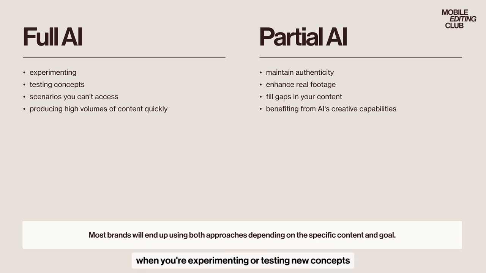Use full AI when you're experimenting or testing new concepts. You need content for scenarios you can't access. You want to produce high volumes of visual content quickly. Use partial AI when you want to maintain authenticity. You're enhancing real footage. You're filling content gaps. You're creating hybrid content that feels genuine but leverages AI's flexibility.